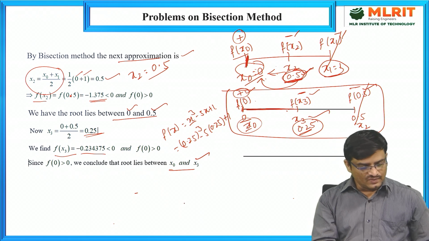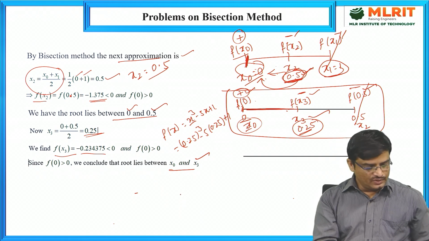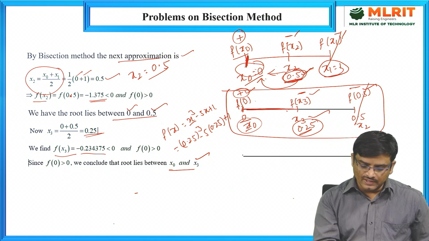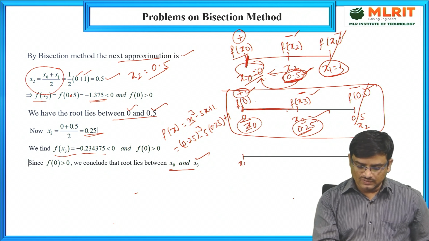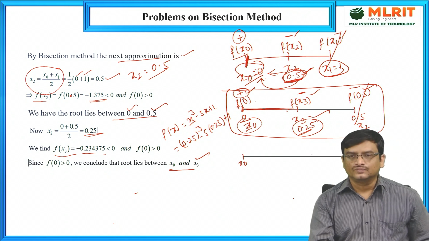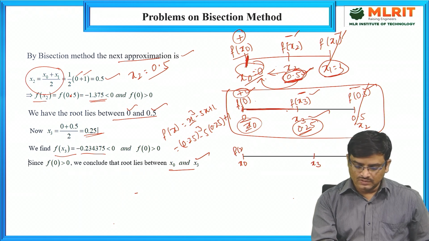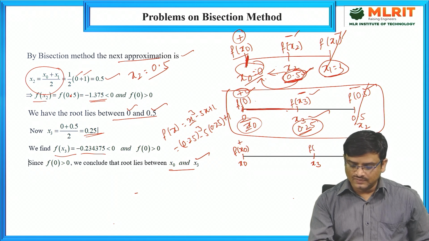Similarly, follow the same procedure. Now you take the next number. Now x3 is completed. You represent this here: this is x0 and this is x3. Now we have f of x0 with a positive sign and f of x3 with a negative sign. Now we are going to find the next approximation, that is x4.